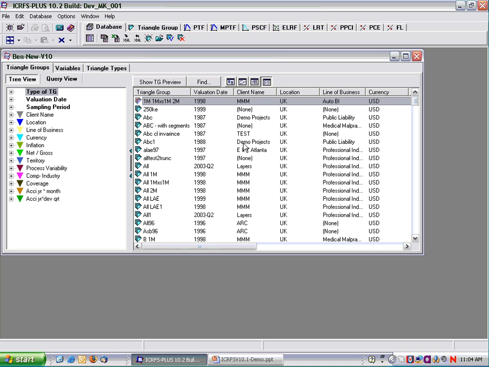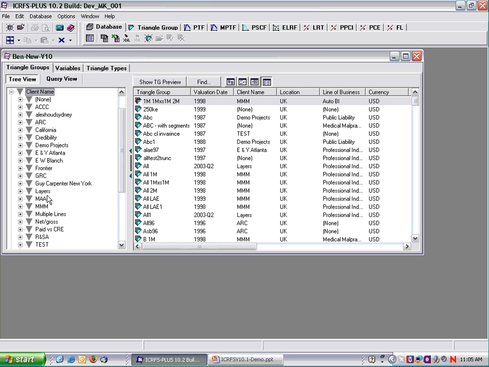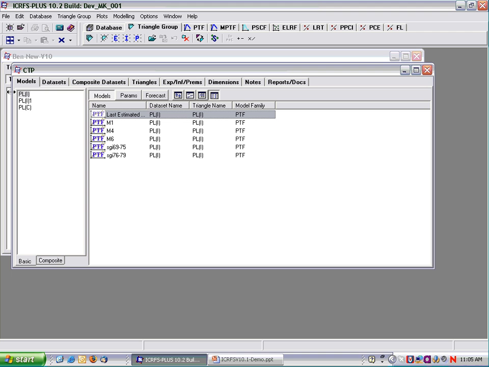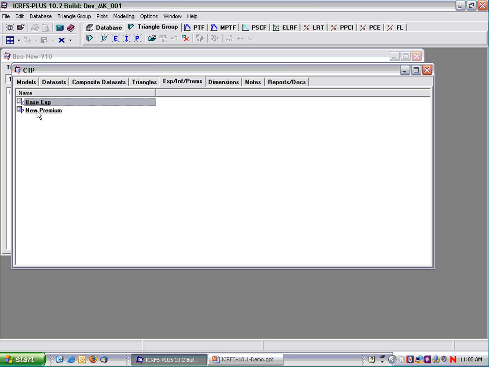In this demonstration video, we are going to model a real data set. Let me first of all try and find it. The triangle group is called CTP. I'm going to open it. And you'll see that for this particular triangle group, we also have a vector called base exposure.